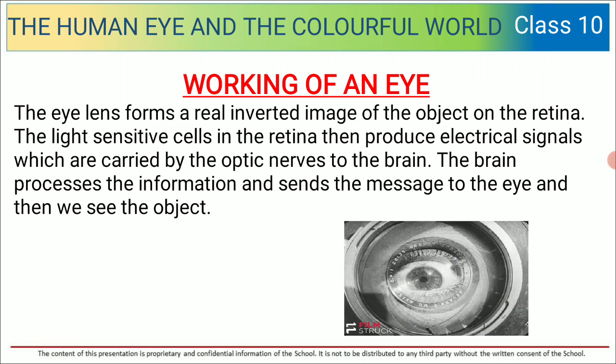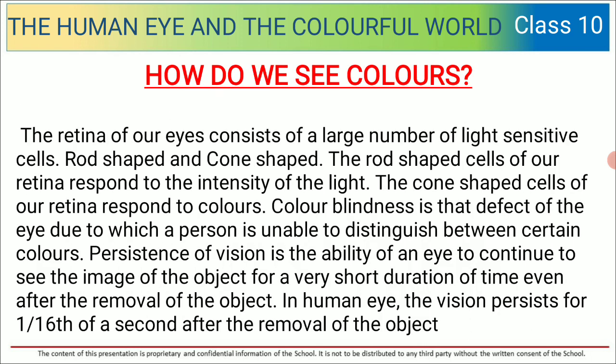So children, today we are going to discuss the working of an eye. The eye lens forms a real inverted image of the object on the retina. The light-sensitive cells in the retina then produce electrical signals, which are carried by the optic nerve to the brain. The brain processes the information and sends the message to the eye, and then we see the object.